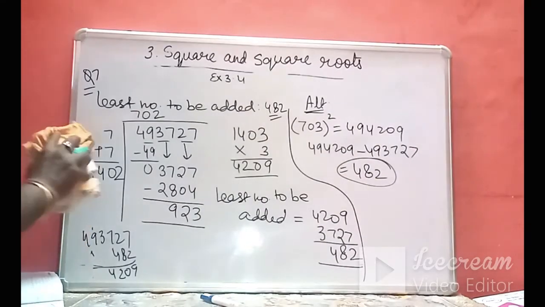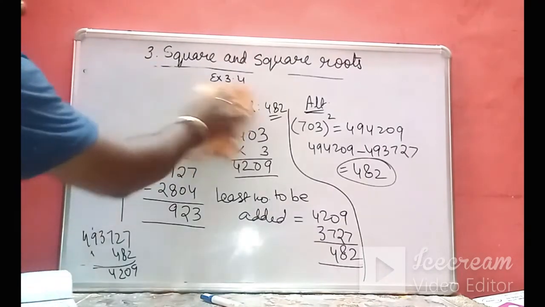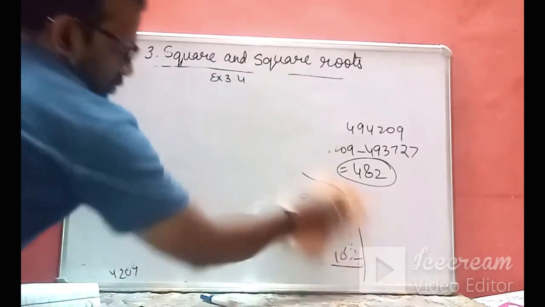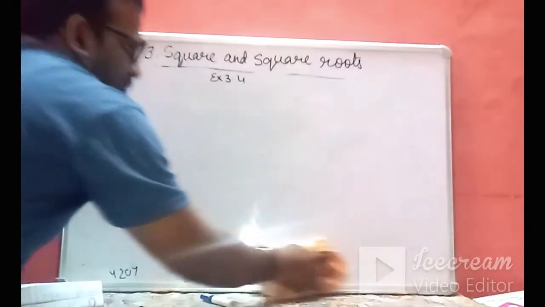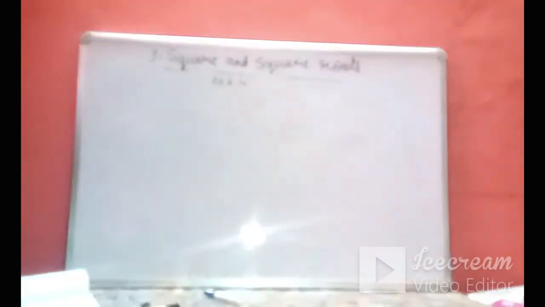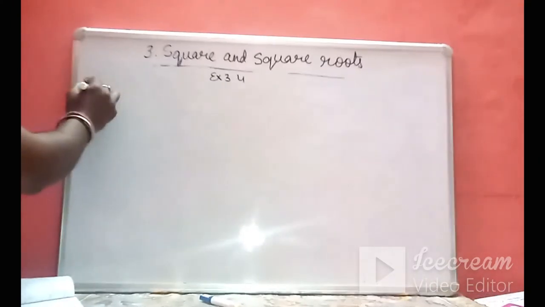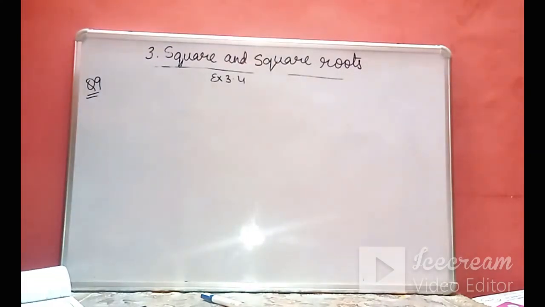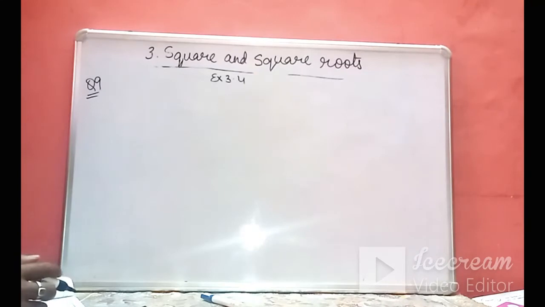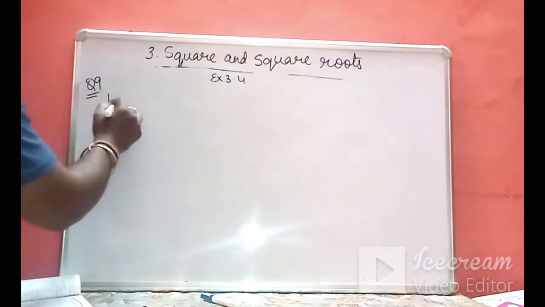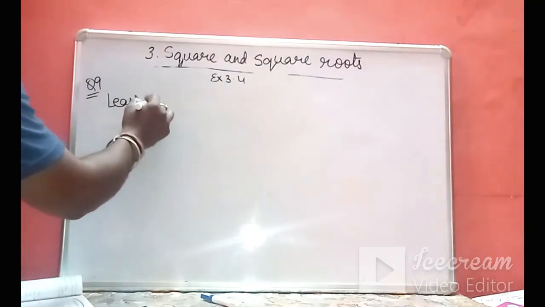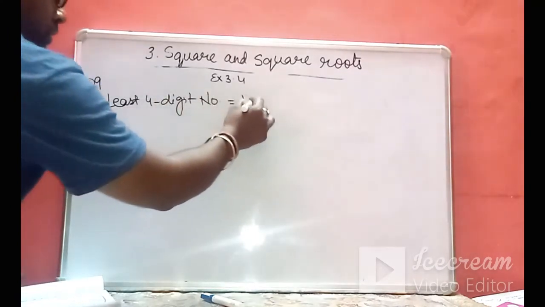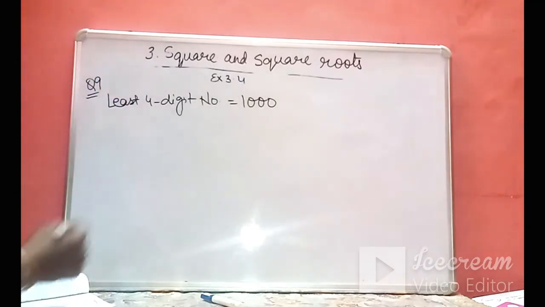Then question number 9, the next type of question, and the concept we will use is one that we have already used. Find the least number of 4 digits which is a perfect square. So we know that the least 4 digit number is equal to 1000. This is the least 4 digit number.